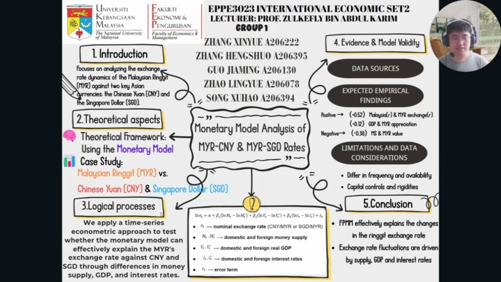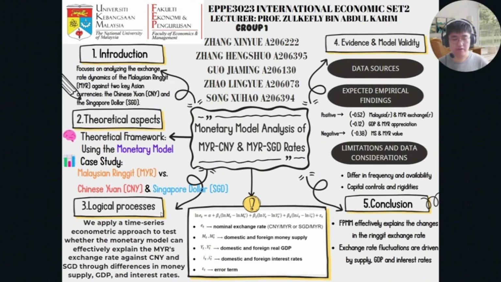Each variable has a specific reason for being in the model. Money supply affects inflation and purchasing power, which influence currency value, and GDP reflects overall economic strength. A stronger economy tends to attract foreign capital, increasing demand for the currency. Interest rates also attract investment. Higher rates usually mean more capital inflow, which can cause the currency to appreciate.